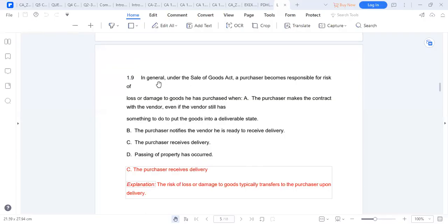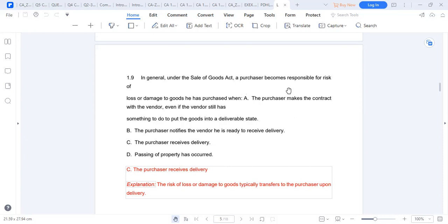Now, we go to the question here. In general, under the Sale of Goods Act, the purchaser becomes responsible for the risk of loss or damage of goods he purchased when: A, the purchaser makes a contract with the vendor, even if the vendor still has something to do with the goods. This is not true. B, the purchaser notifies the vendor he is ready to receive. Does the purchaser become liable when you get told, okay, you've paid? No. C, when the purchaser receives the delivery, yes, you become liable.